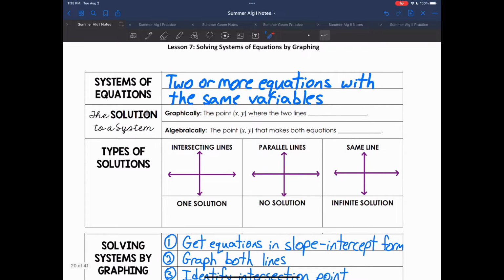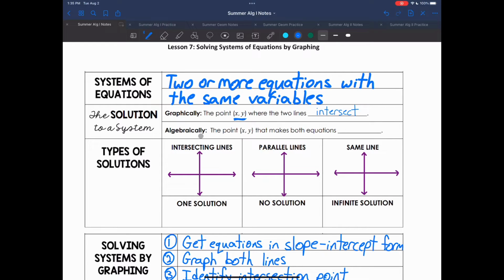So what exactly is a solution to a system? Well, graphically, which is what we're going to do today, it's the point where the 2 lines intersect. Okay, let's fill that in. The point where the 2 lines intersect. So you're basically just going to draw 2 lines and see where they cross each other, and that point is your answer. And that's why they put this x comma y here, because a coordinate is actually going to be your answer to the problem.